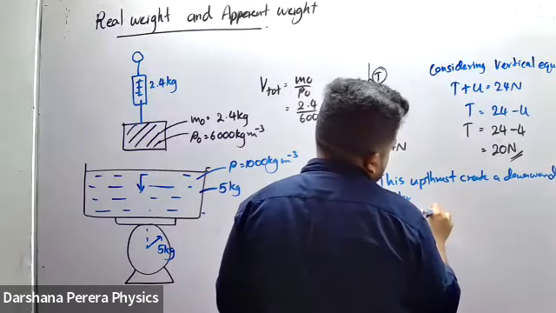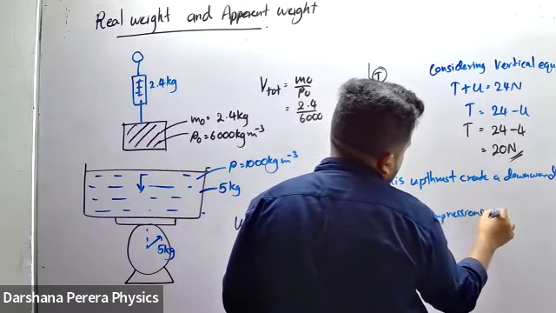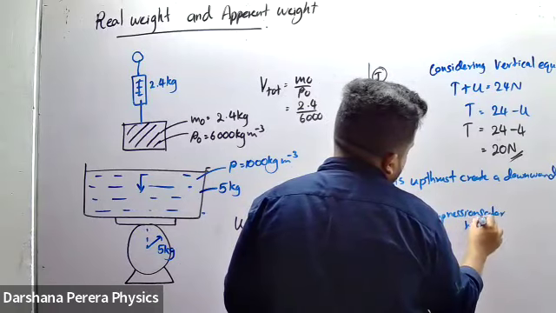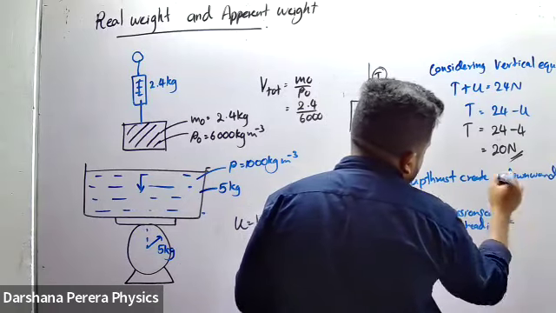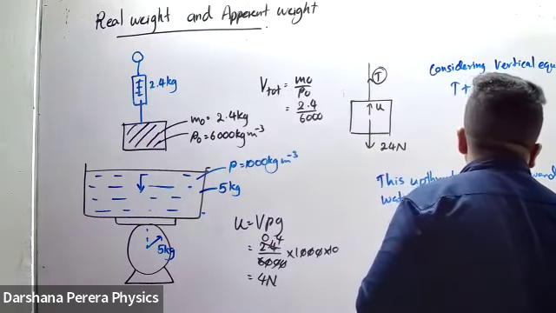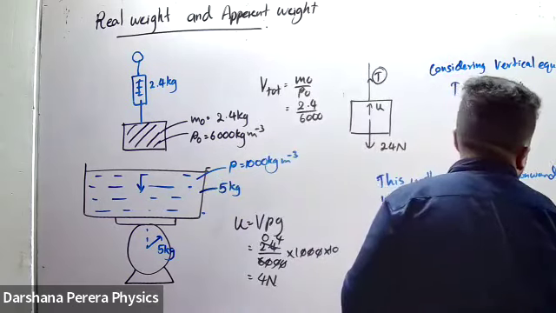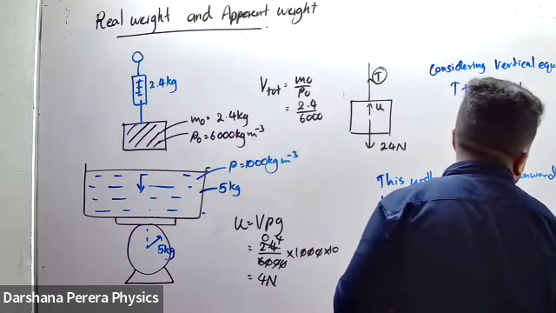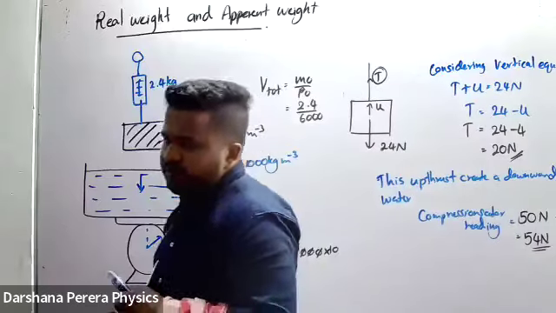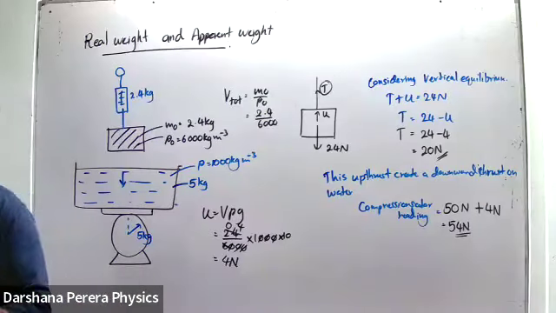Therefore, the compression scale reading equals what? Equals what? 50 Newton. First of all, it has a 5 kilogram, 50 Newton, plus 4 Newton. That means 54 Newton. Okay, right now, I think your answer is correct.